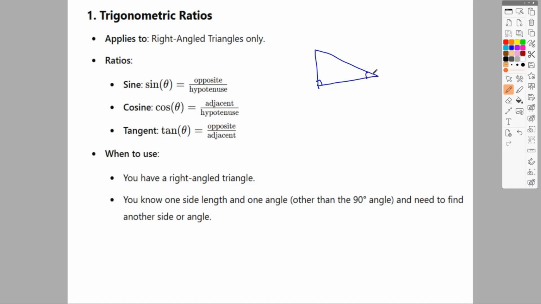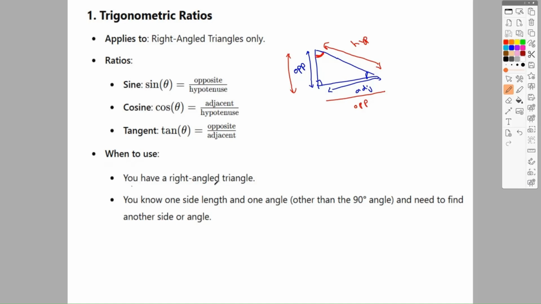If we are talking about this angle, the opposite will be this side here, and the adjacent will be this side, just next to the angle. But if we are talking about this angle, the opposite will be this one, and the adjacent will be the side just next to the angle. And the hypotenuse will always be the longest side of a triangle.